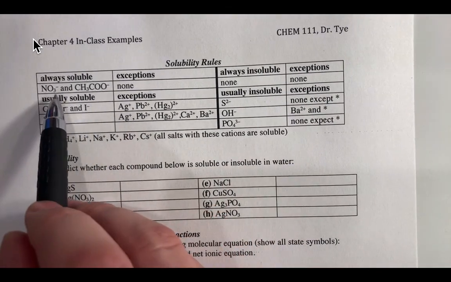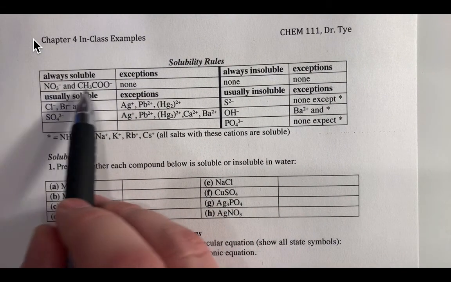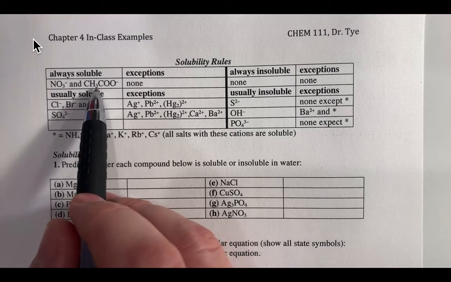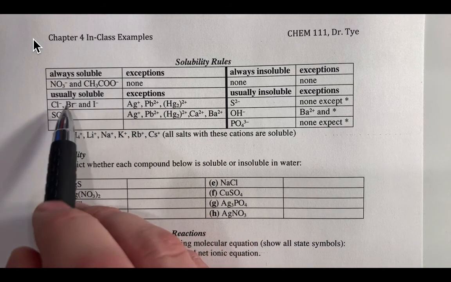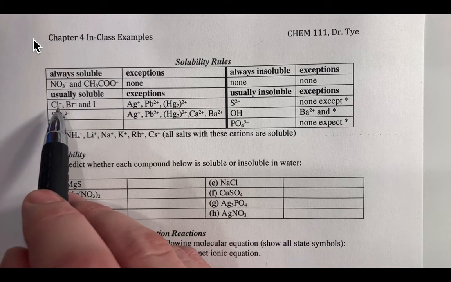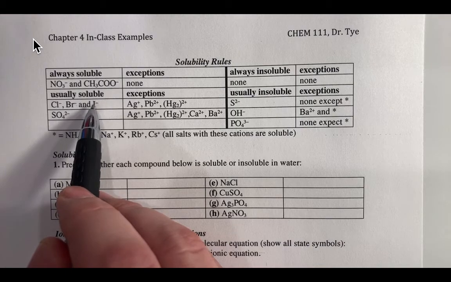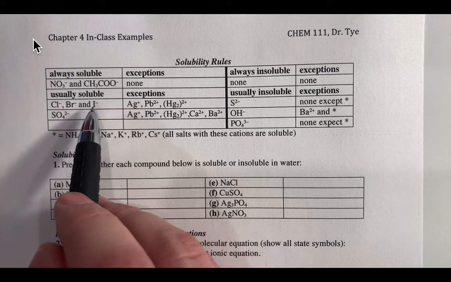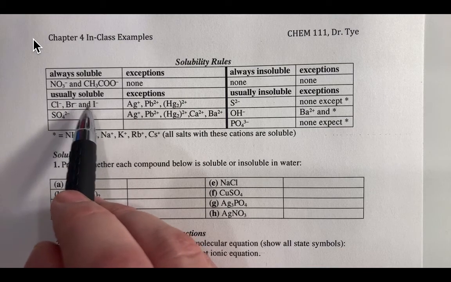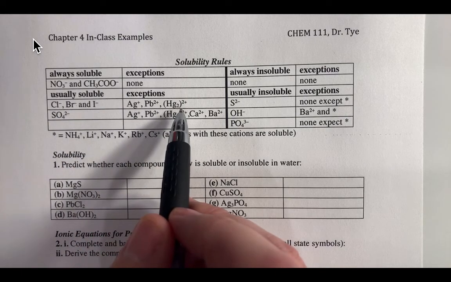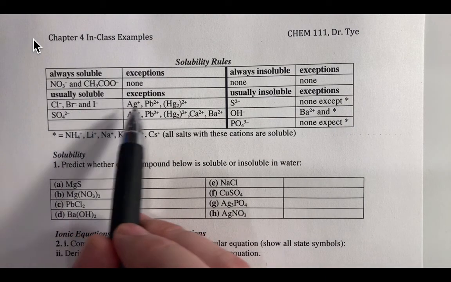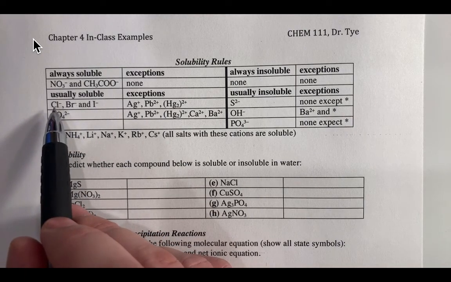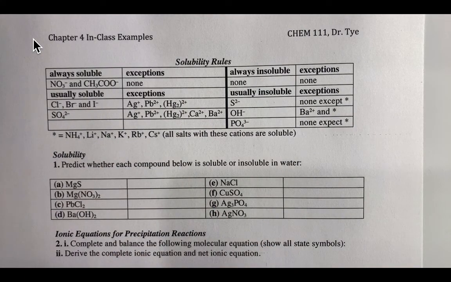So first, let's go through here. So we have nitrate and acetate. There's no exceptions. All nitrate and all acetate salts are soluble. Then we have our usually soluble. So for chloride, bromide, and iodide, the vast majority of the metals, if they form an ionic compound with one of these, it will be soluble, with the exception of silver, lead, and mercury. So for example, silver iodide or lead bromide or mercury chloride, those are insoluble.